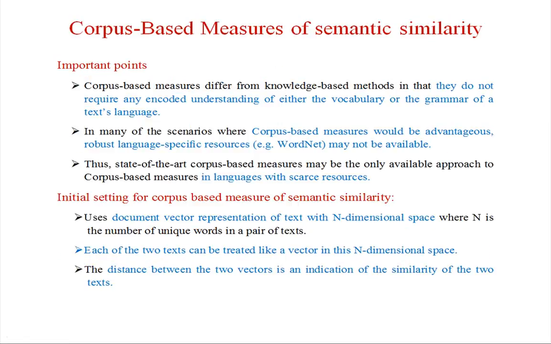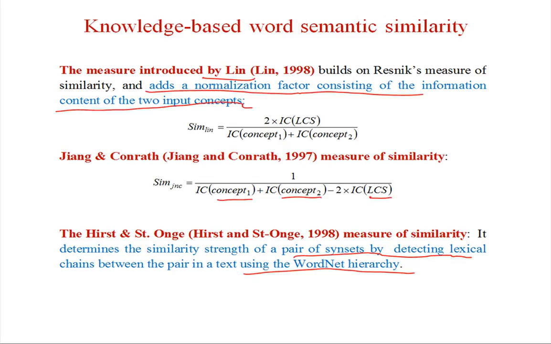Now, till now we considered only the knowledge-based word semantic similarity, in which we use a knowledge base like WordNet, a human-annotated knowledge base, to identify the relation between words in the given text, and based on that relation we identify the similarity among the words or between words of two documents.